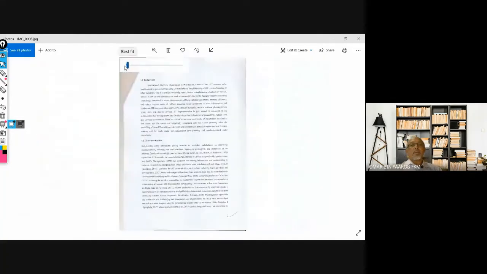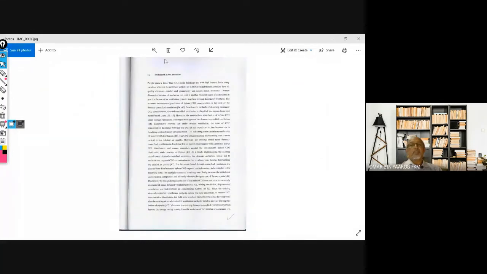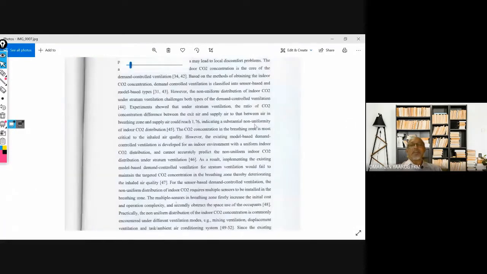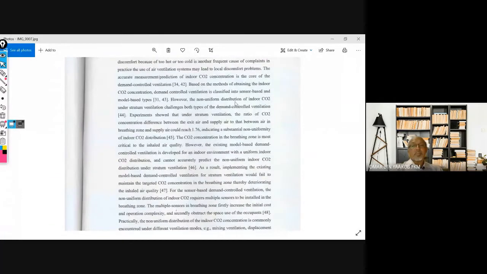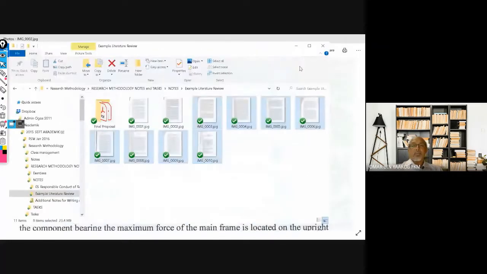The next one. Again, another one paragraph. One paragraph. Same problem. People standing inside the building and so on. Experiment showed that under certain ventilation, the ratio of CO2. So all this putting the thing at the end like this, it's a bit difficult, because you look. So that's why when I go back to the slides, we want to finish off our today's module.